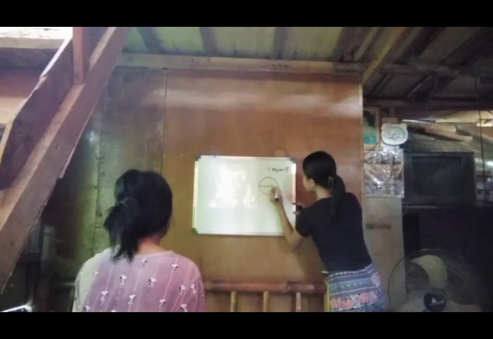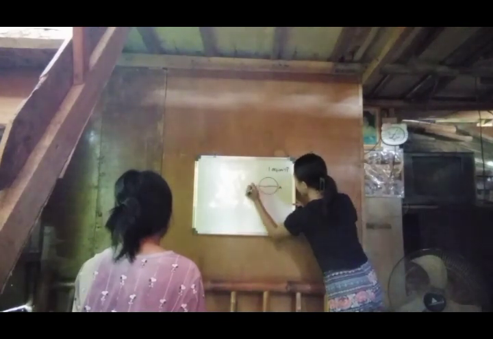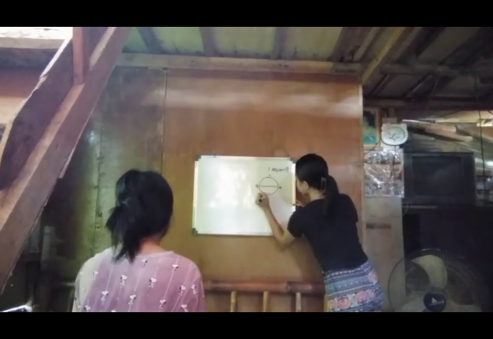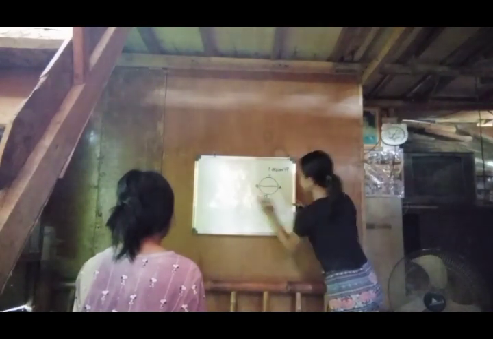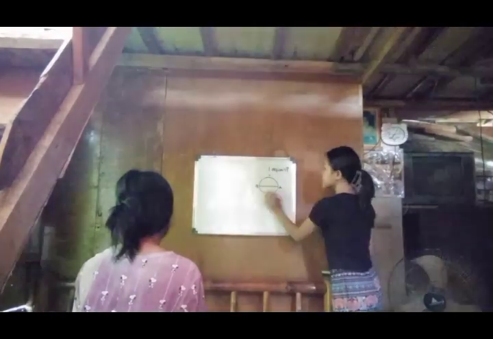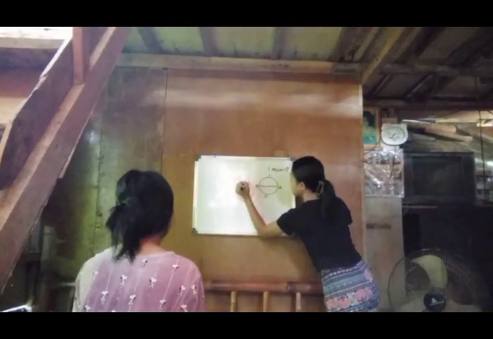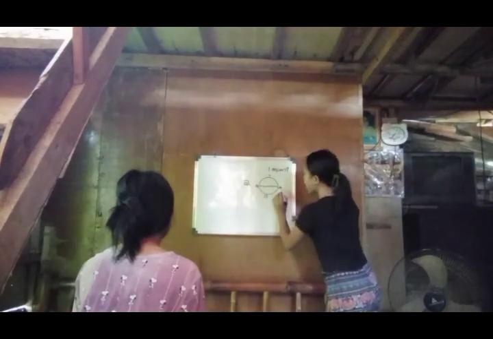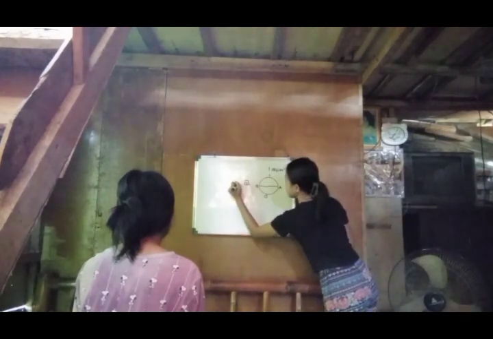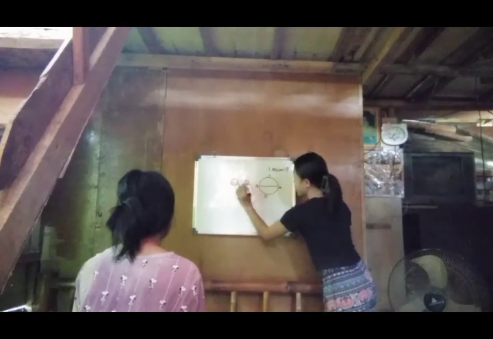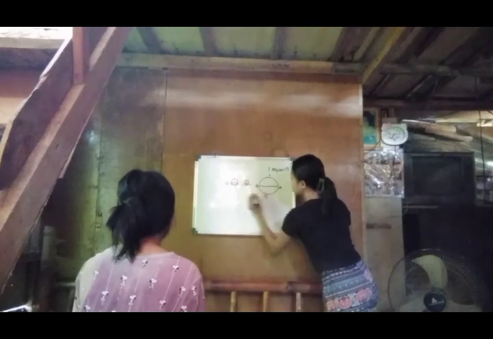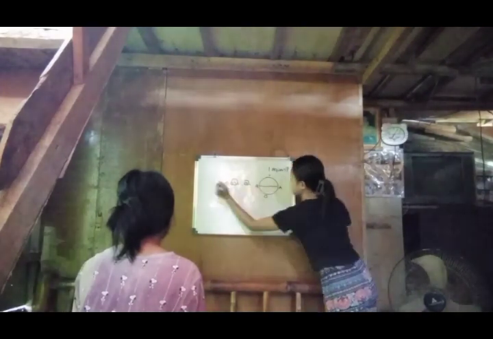So for example, this is a chord, line segment AB, then the points C and D. If line segment AB is a diameter of a circle, then arc ACB, so this is the symbol of an arc, arc ACB is congruent to arc ADB.